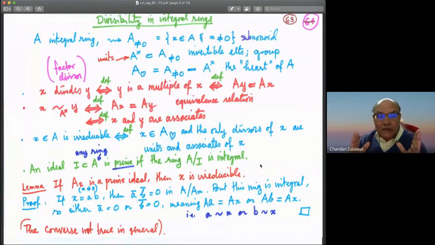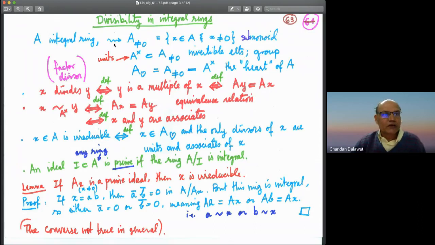Now there's this very important notion of divisibility in integral rings. We are familiar with this notion in the ring Z of integers, but something analogous is there in every integral ring. It will not have all the properties that hold for the divisibility relation in the ring of ordinary integers, but there are quite a few things which make sense.